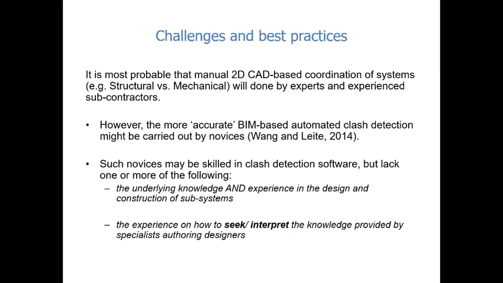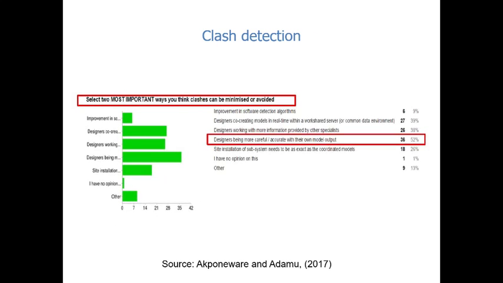So as I said, such novices may be skilled in the clash detection software, but lack the experience of how to seek or interpret the knowledge provided by the specialist authoring designers. As I said, if the plumbing suggests something, the structural won't have problems interpreting the information provided. So that's why novice architects may have someone experienced with them to review clashes with them, most of the time. All right. So clash section.